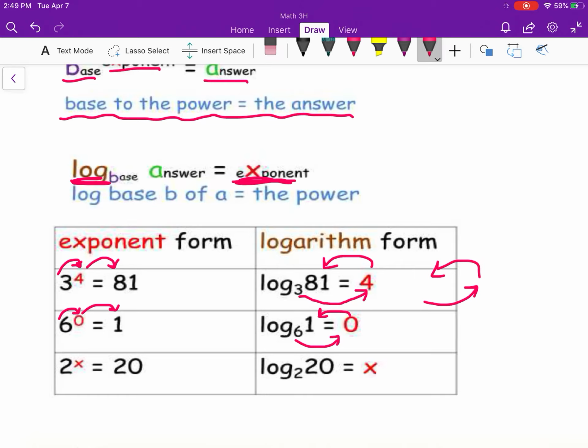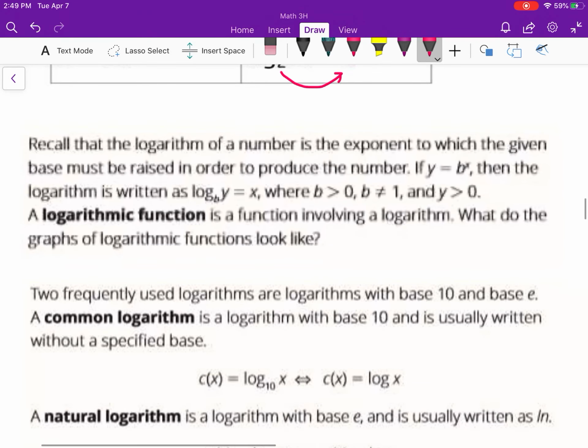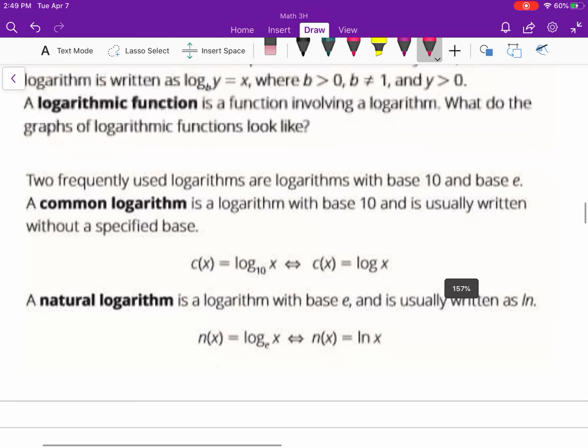Okay, look at the last one. 2 to the x equals 20. So now look, 2 to the x equals 20. So just make sure your exponent is after the equal sign. Here's a few rules here. B cannot be 1. It's got to be greater than 0. Y's got to be greater than 0. Otherwise, the logarithm doesn't work.